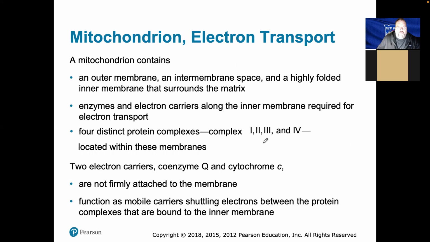Mitochondria and electron transport. A mitochondrion contains an outer membrane, an intermembrane space, and a highly folded inner membrane that surrounds the matrix. Enzymes and electron carriers along the inner membrane are required for electron transport: four distinct protein complexes, complexes 1, 2, 3, and 4, located within these membranes. Two electron carriers, coenzyme Q and cytochrome C, are not firmly attached to the membrane and function as mobile carriers shuttling electrons between the protein complexes that are bound to the inner membrane.